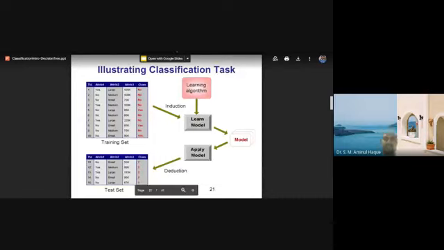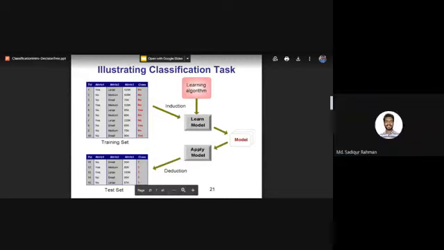Does it make sense? You got the point? How we are evaluating the model? Yes, sir.